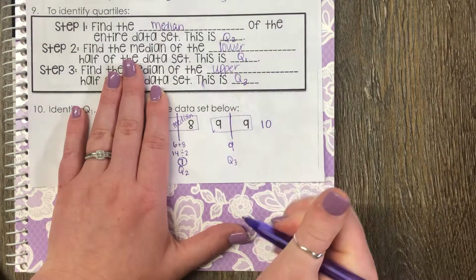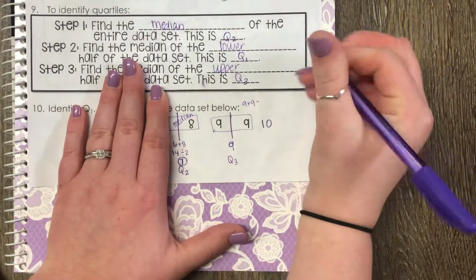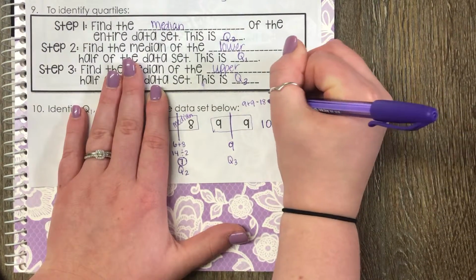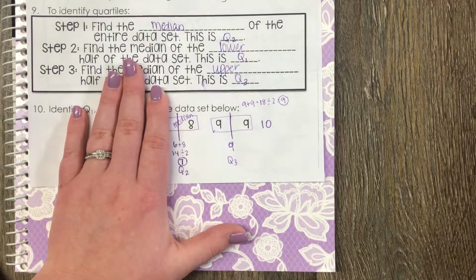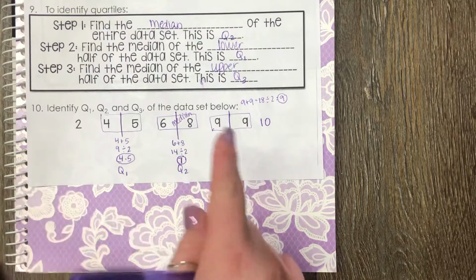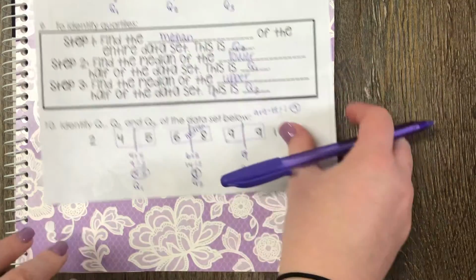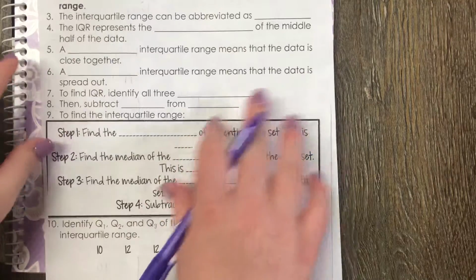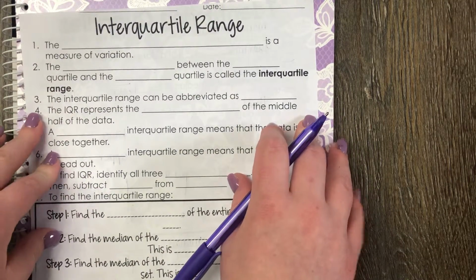But if you don't believe me, we go up here and say 9 plus 9. We do get 18. And 18 divided by 2 is in fact 9. Okay? So we have now learned how to find all 3 quartiles for a set of data. So now we need to flip over, and we need to talk about inner quartile range.